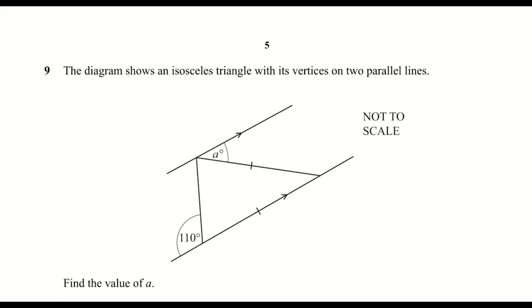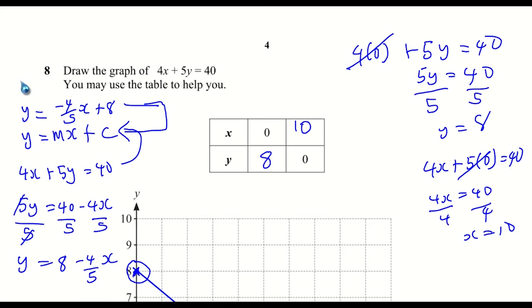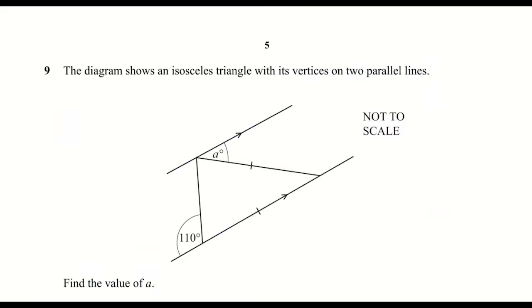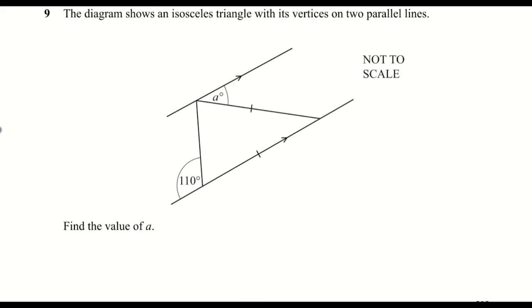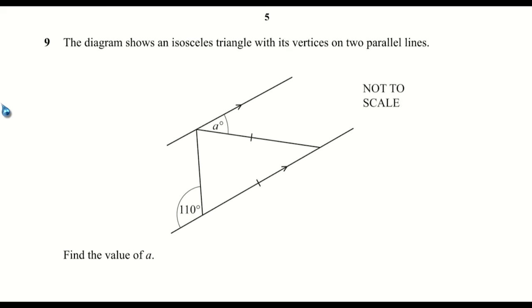Okay, in question 9, let me be sure. This is question 8. Question 9. The diagram shows an isosceles triangle with its vertices on two parallel lines. Find the value of A. From what you can see from the diagram, these two angles are equal because the base angles of an isosceles triangle are equal.